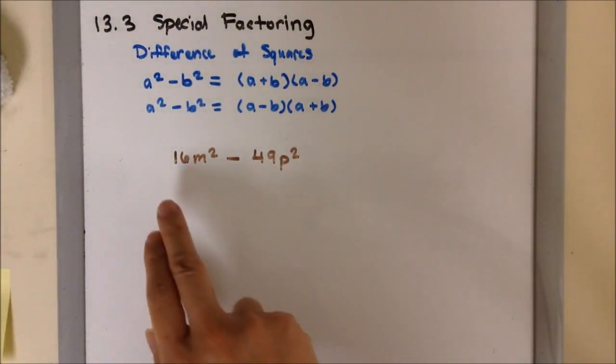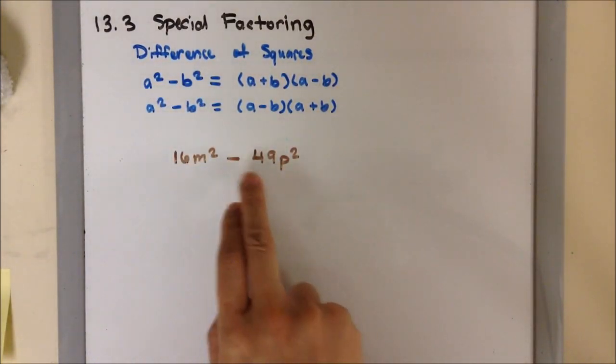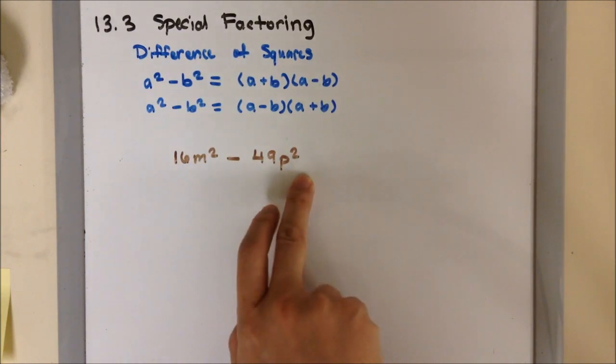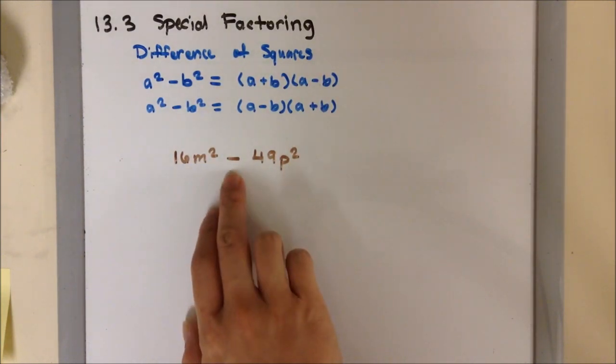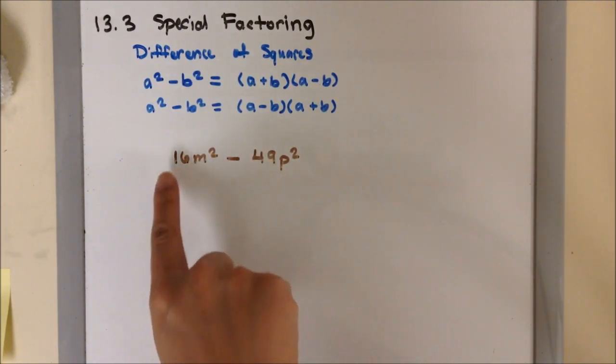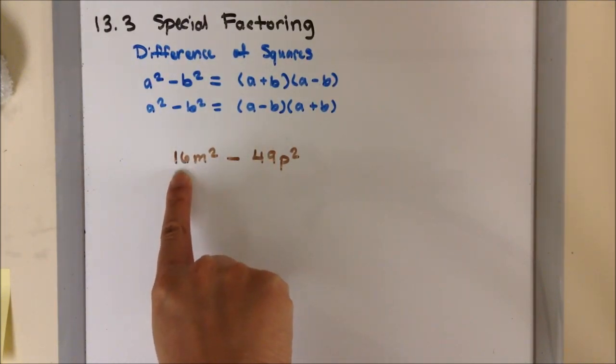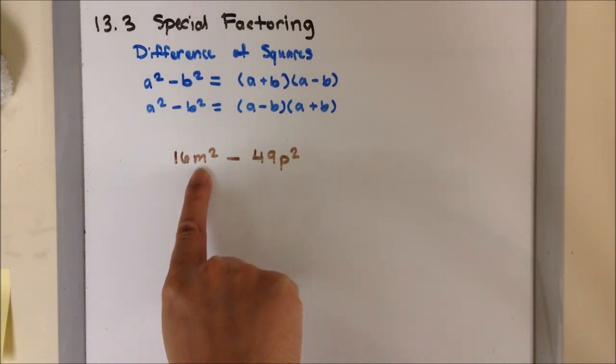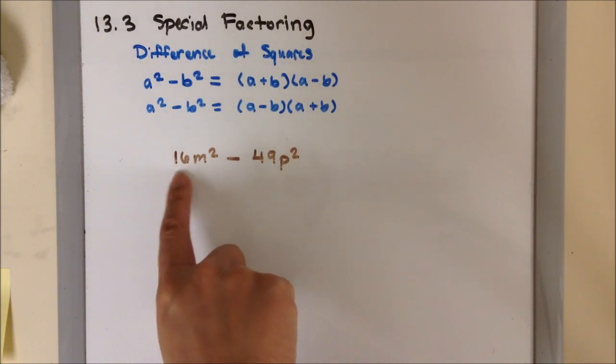In this example, we have 16m squared minus 49p squared. So it's two terms with the minus in the middle. So let's double check if the first term and the second term are perfect squares. In the first term, if I look at the number 16, that's a perfect square. And then the variable m squared, another perfect square. Since these two are perfect squares, this whole term is a perfect square.